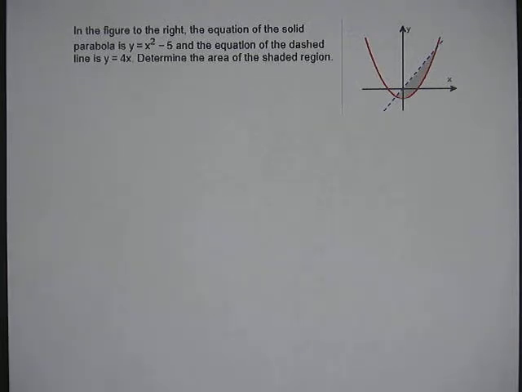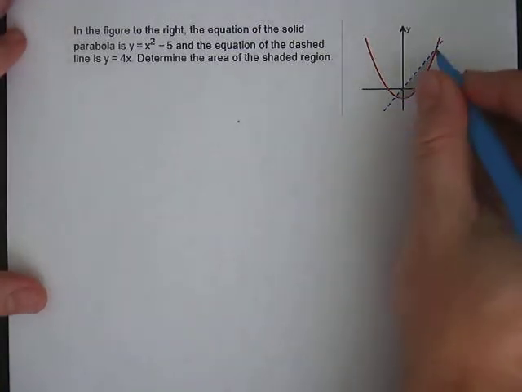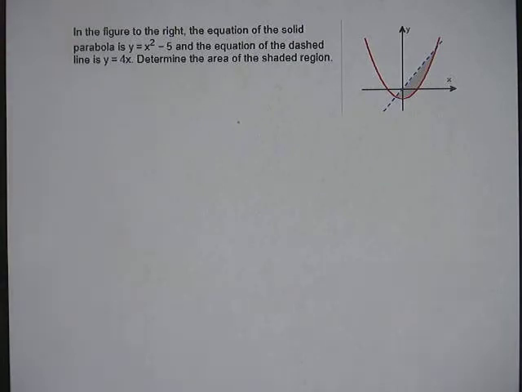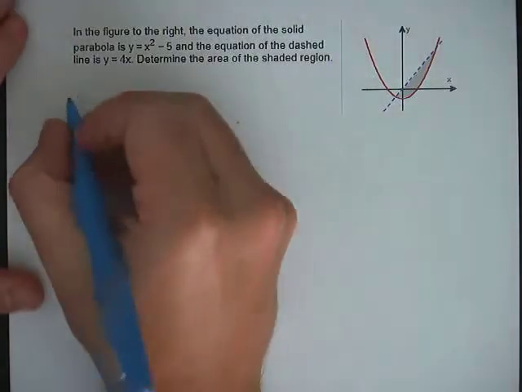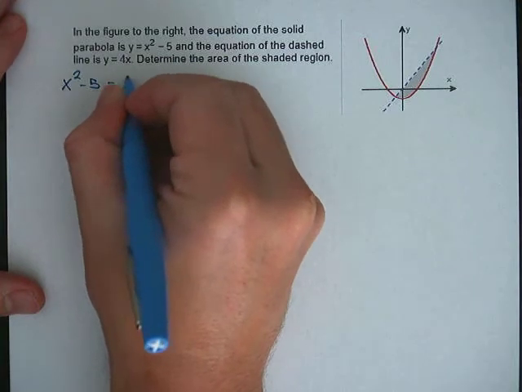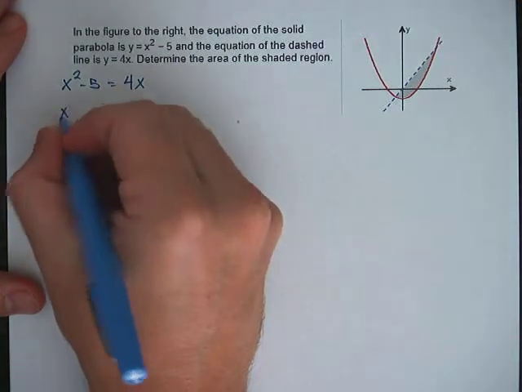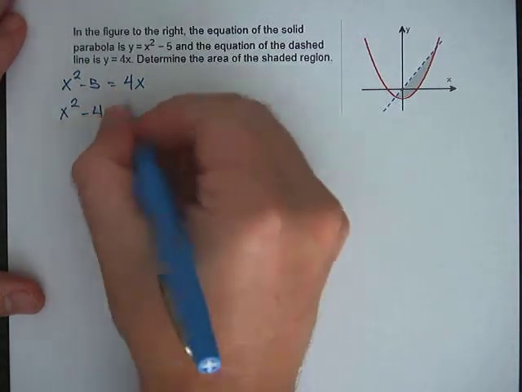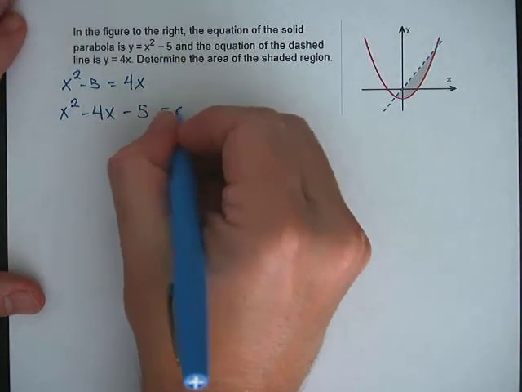Okay, so what we need to do first is determine where these two graphs are actually intersecting. And then we can determine these points, and that could give us our limits of integration. So let's set these two equations equal. x squared minus 5 equals 4x, so that'll be x squared minus 4x minus 5 equals 0.